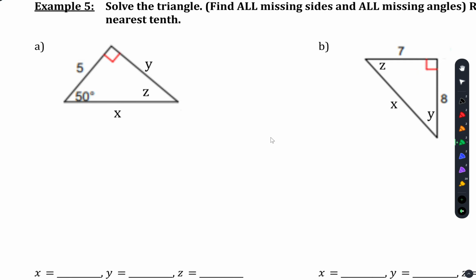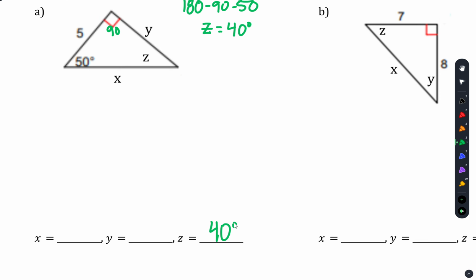So, if I have easy stuff that I can do, I'm going to do that first. Do we see something easy? What's a freebie that I get in this problem? James? Z is a freebie because I already have two of these angles. I know that's 90 and I know that's 50. So 180 minus 90 minus 50 tells me that Z equals 40 degrees. That is a freebie. Okay, I'm going to label it in here so we have it all.